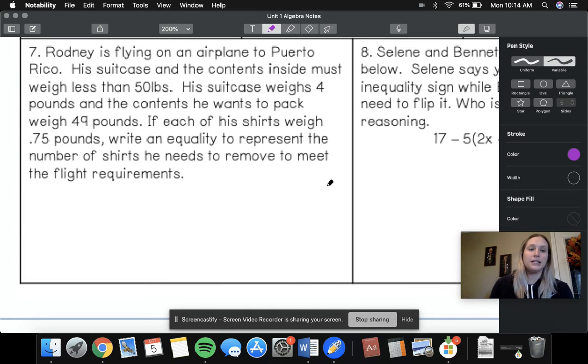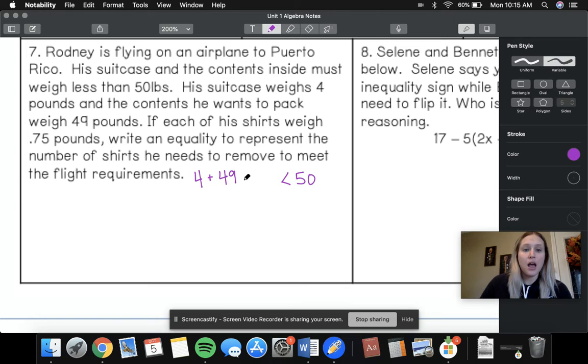So right now he needs to have something that weighs less than 50 pounds. So I'm just going to write less than 50 pounds. That's what it needs to be. Okay. Right now he has his suitcase that weighs 4 pounds and he has his contents inside that weigh 49, or a total of 53. Okay. So you could write 53 or you could write just 49 and 4 together. Okay. Obviously that is too much. And so we would have to take things out of his suitcase.